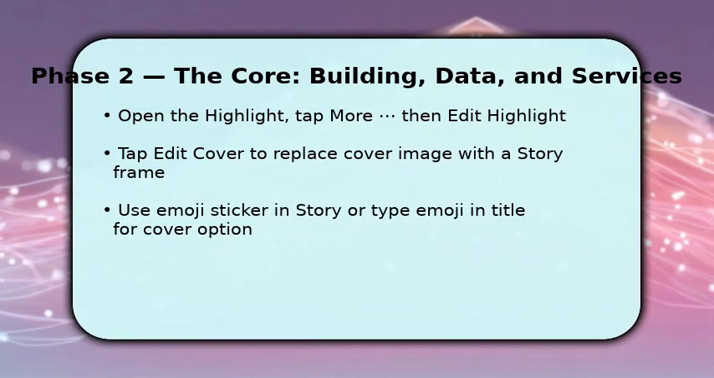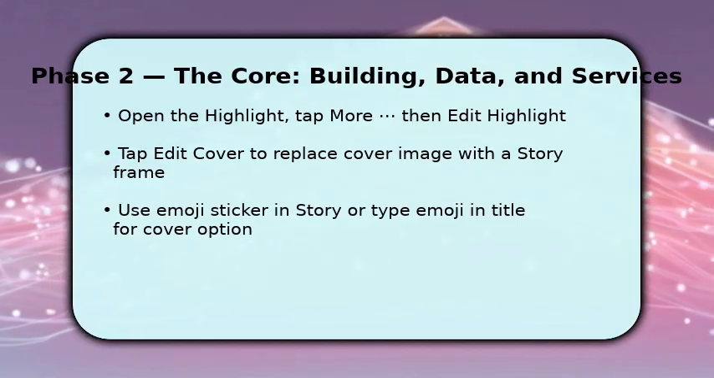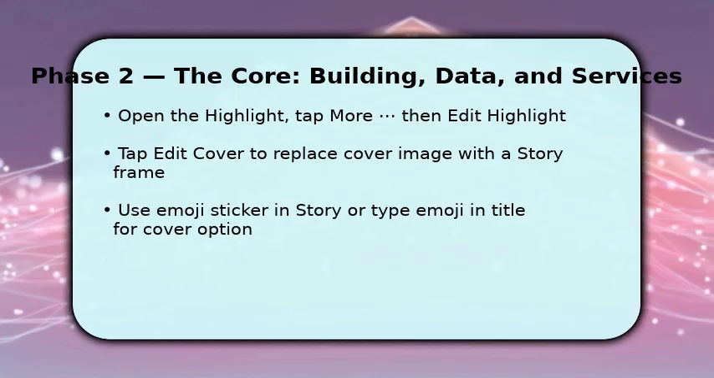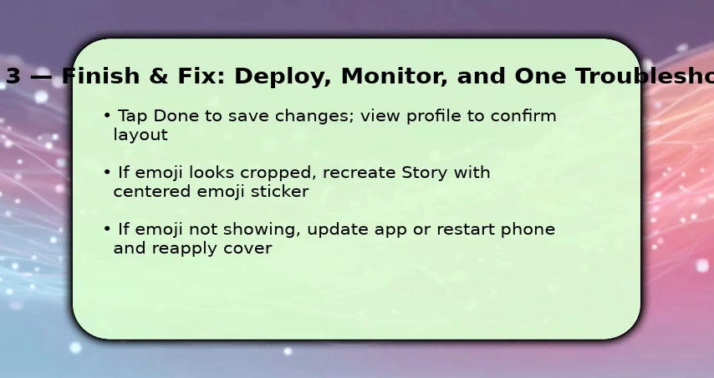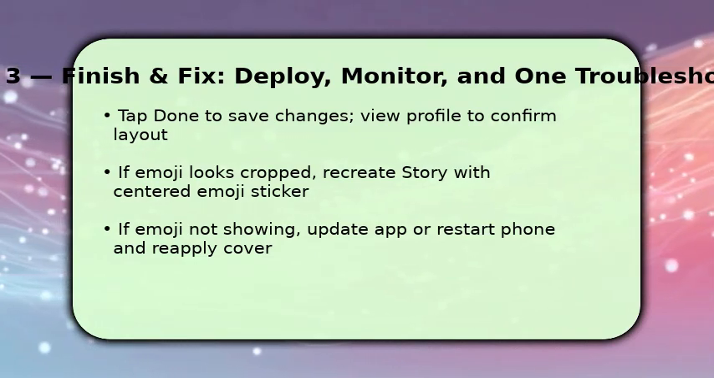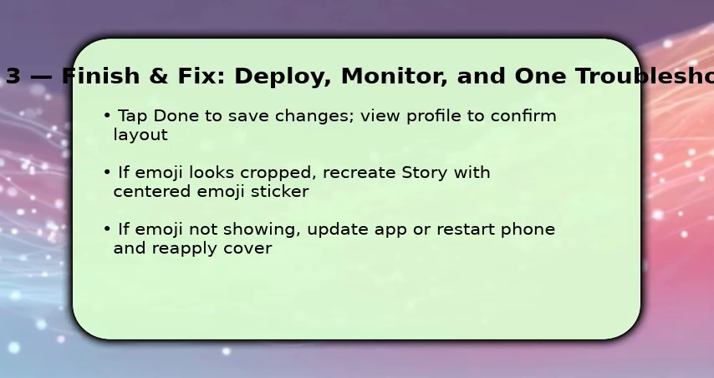Alternatively, type an emoji directly into the highlight title for smaller icon display. This helps if you prefer a text-based cover, or the emoji isn't available. Finish by tapping Done and then check your profile grid to confirm the emoji appears correctly in the highlight circle.